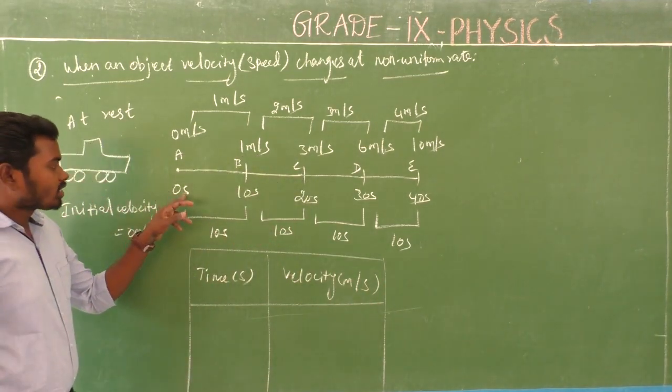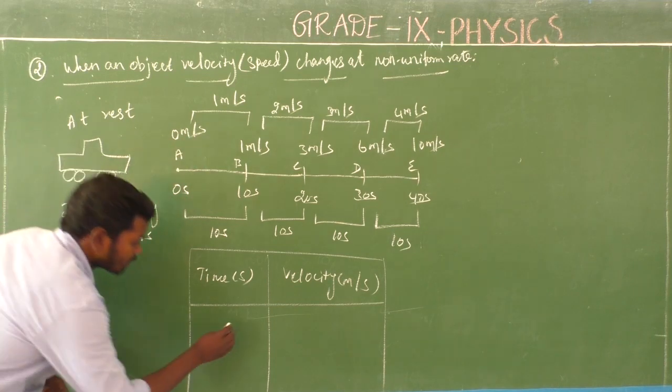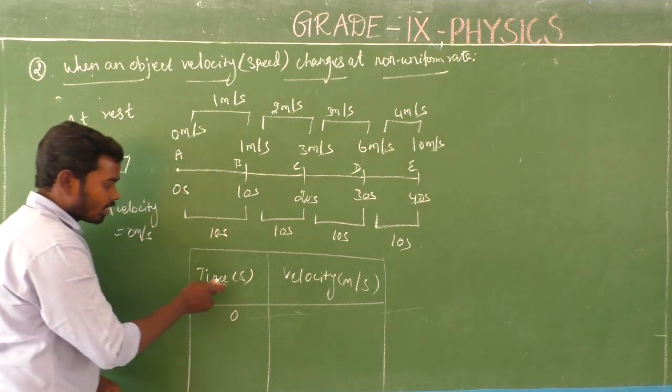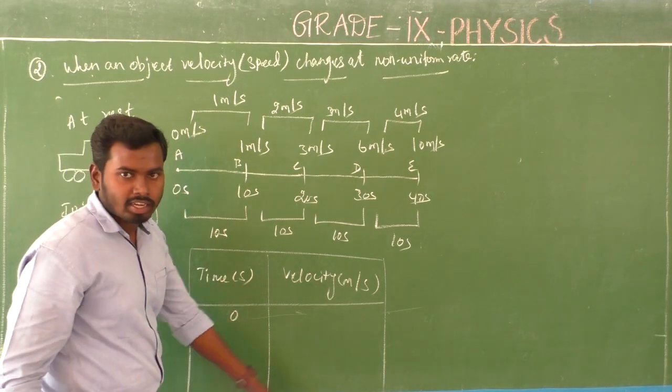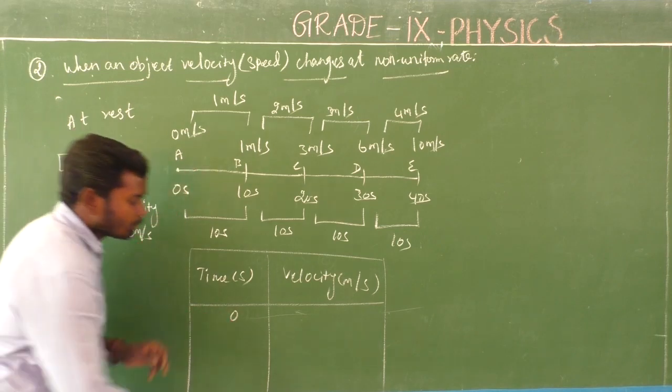So at 0 second, what is the velocity of the object? 0 meters per second. So meters per second is already there. Even the time unit is there, so no need to put it inside the table column. Then at 0 time, the velocity is 0.